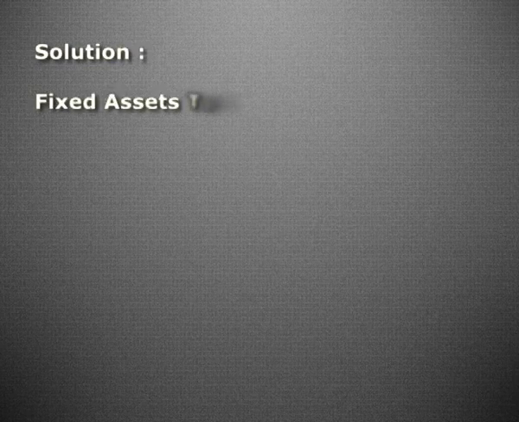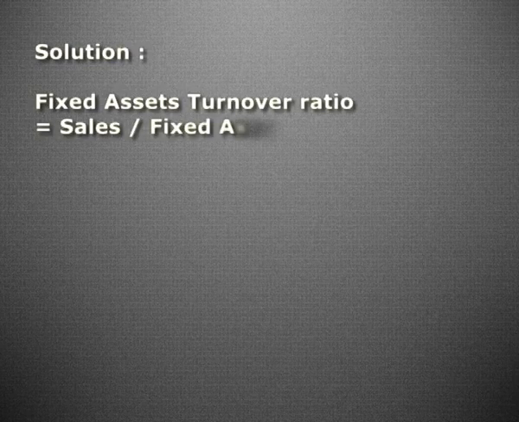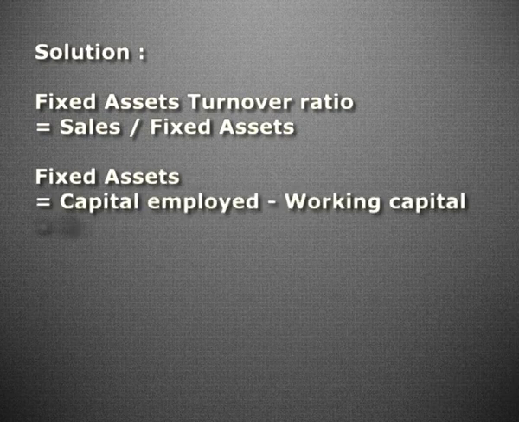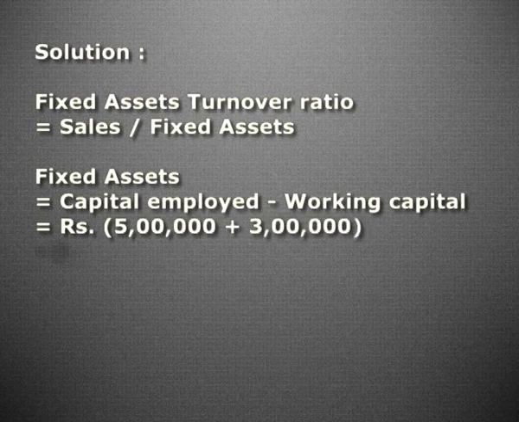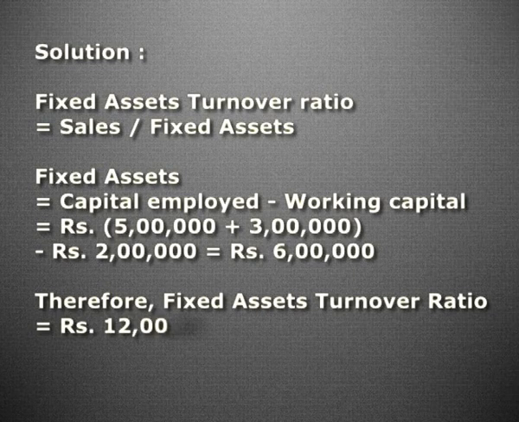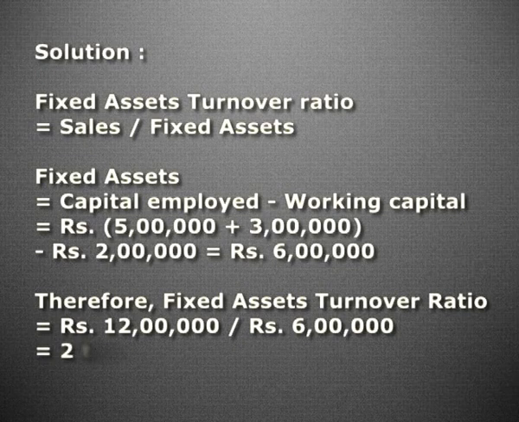Solution: fixed assets turnover ratio is equal to sales divided by fixed assets. Fixed assets is equal to capital employed minus working capital is equal to rupees 5 lakhs plus 3 lakhs minus rupees 2 lakhs is equal to rupees 6 lakhs. Therefore, fixed assets turnover ratio is equal to rupees 12 lakh divided by rupees 6 lakhs is equal to 2 times.